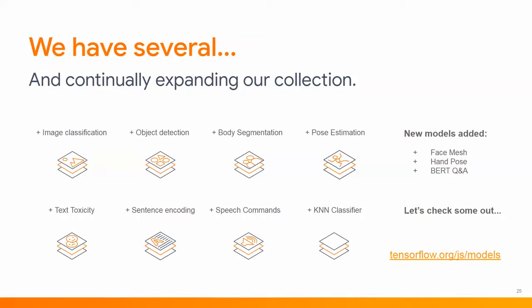In fact, some of our newer models on the right-hand side there, you can see we now support face mesh, which can recognize 468 landmarks on the human face. We've got hand pose that can detect similar things for your hand, and also the BERT Q&A model that allows you to do question-answer based natural language processing all in the web browser. So let's see some of these in action and see how they perform.